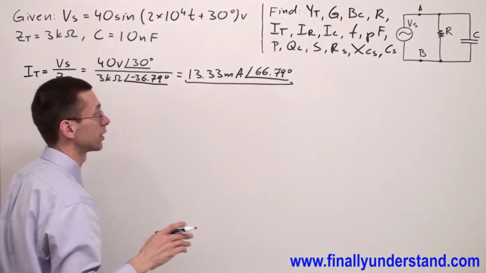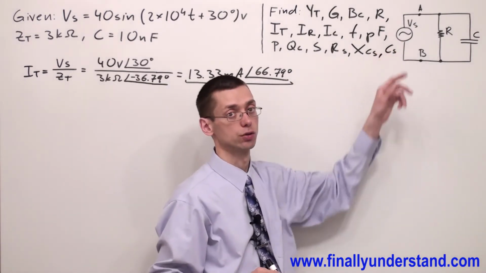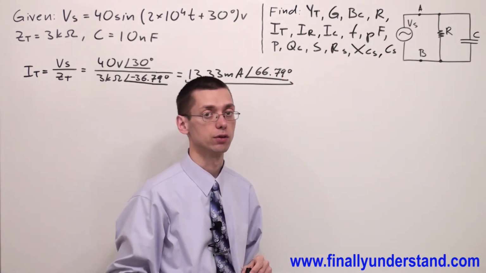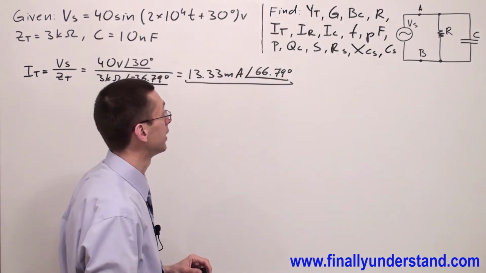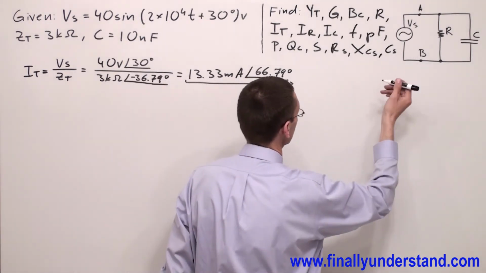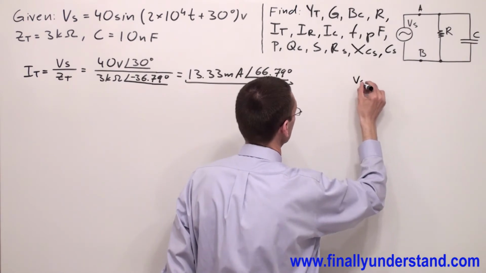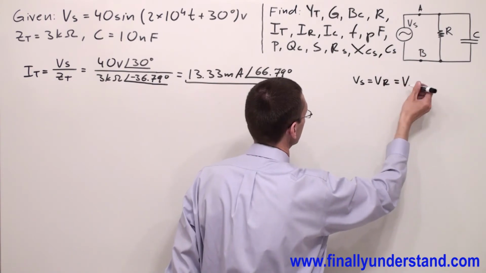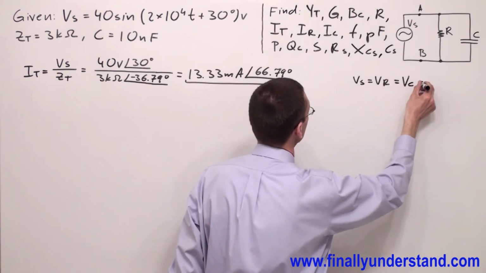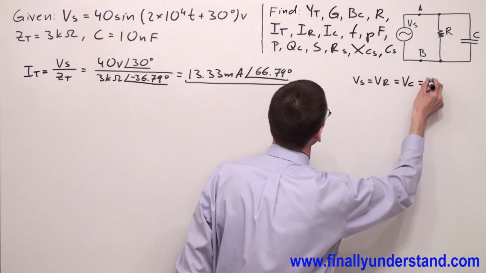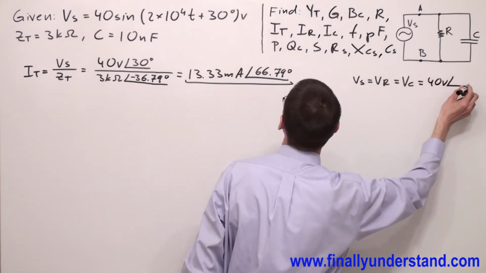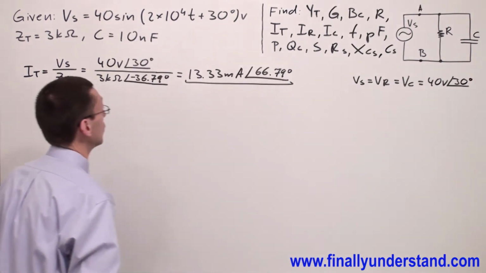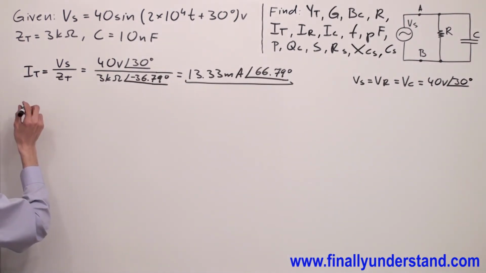So this is the total current in my circuit. Next, I'm supposed to find the currents in each branch. Now, please keep in mind that this is a parallel circuit, so when it comes to voltage, the voltage source is going to be equal to the voltage across the resistor, and also equal to the voltage across the capacitor, and everything is equal to 40 volts and angle of 30 degrees.